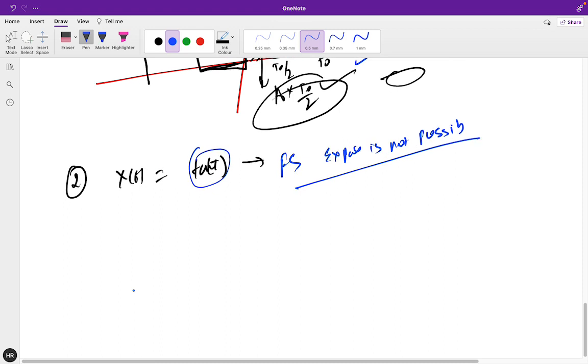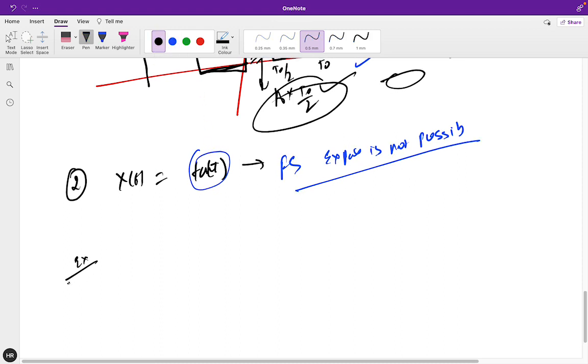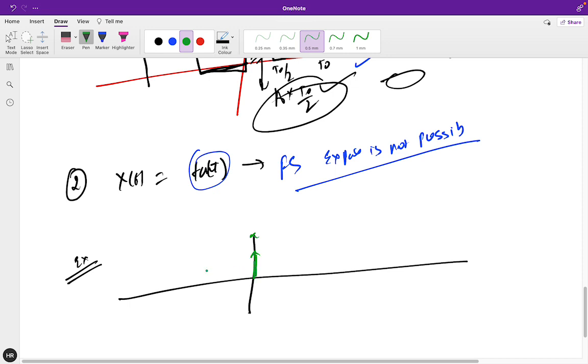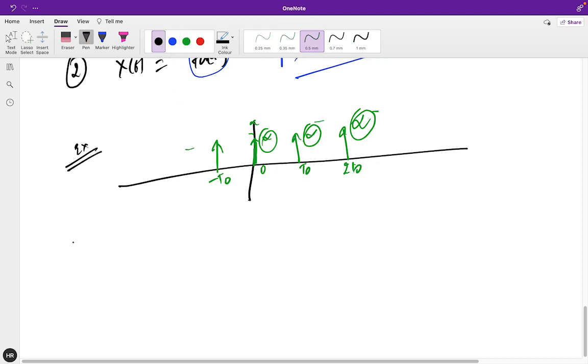Okay, there are some exceptions. If I give you a discrete signal, this is the discrete signal: minus T naught, 0, T naught, this is 2T naught. Here all are impulse functions, and in the impulse functions what is the magnitude? Infinite. So although the magnitude is infinite, in this particular case you will get the Fourier series expansion. The second condition is not followed. See, Dirichlet conditions are sufficient but not necessary. Okay, write it down. Some exceptions are there.